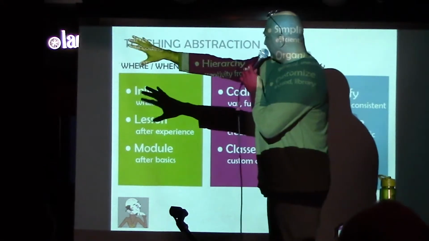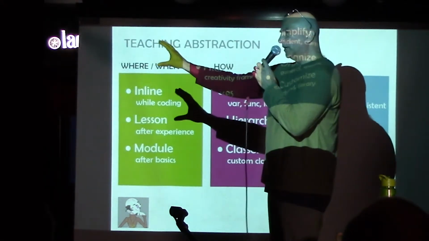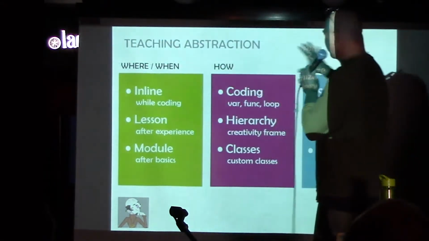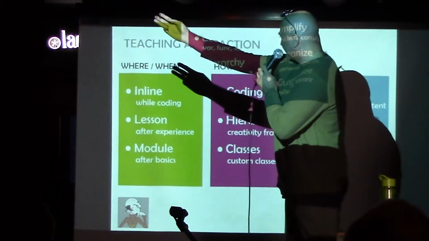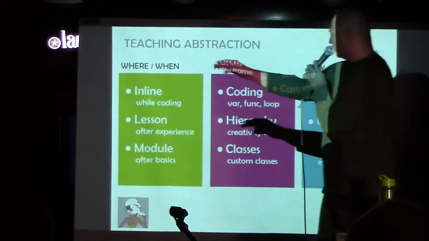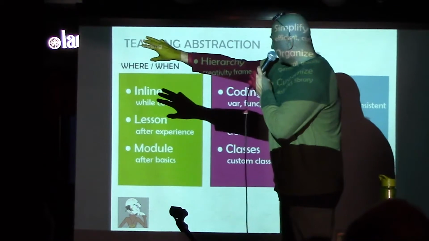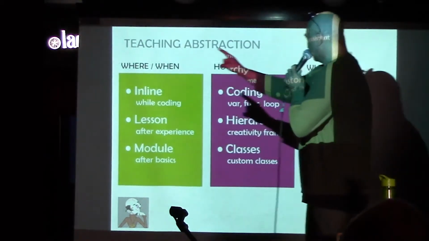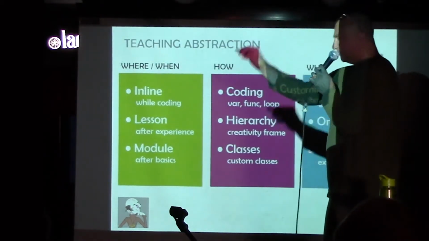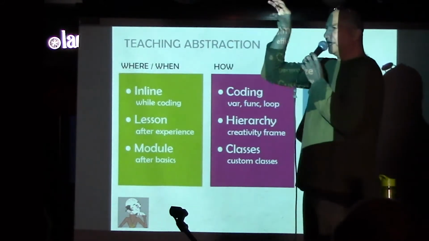I teach it in line, so all the time while I'm coding. Now these work across this way as well. So we're doing where, when, how, and why. So I teach it in line all the time when I'm coding. I say, hey, look, this variable is not the thing, it's a representation of the thing.